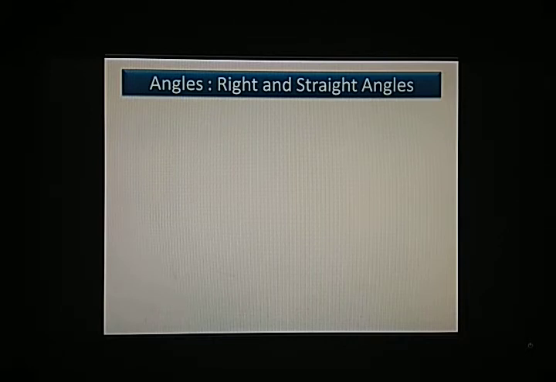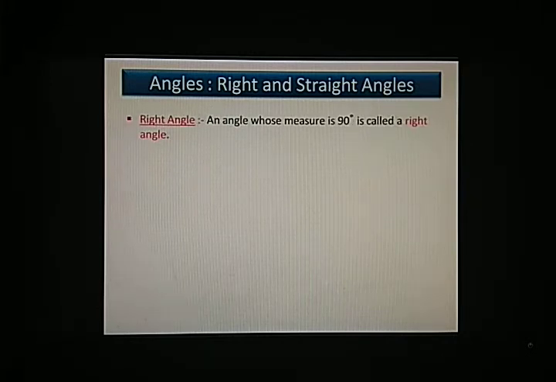Angles, you have already got in your earlier chapters. What are angles? You are already familiar with it, as well as right angles and straight angles. It will be just like a recap for you all. First of all, let us know what are right angles. An angle whose measurement is 90 degrees is called a right angle. This you all know.